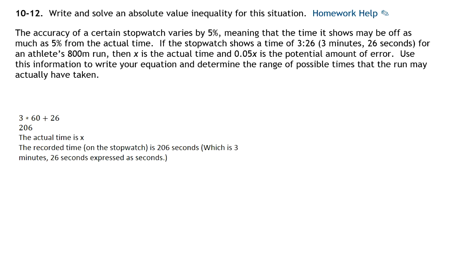If the stopwatch shows a time of 3 minutes and 26 seconds for an athlete's 800-meter run, then x is the actual time. Okay, so we're saying that's the time that they got, but then x is the actual time, and 0.05 times x is the potential amount of error. Use this information to write your equation and determine the range of possible times that the run may actually have taken.